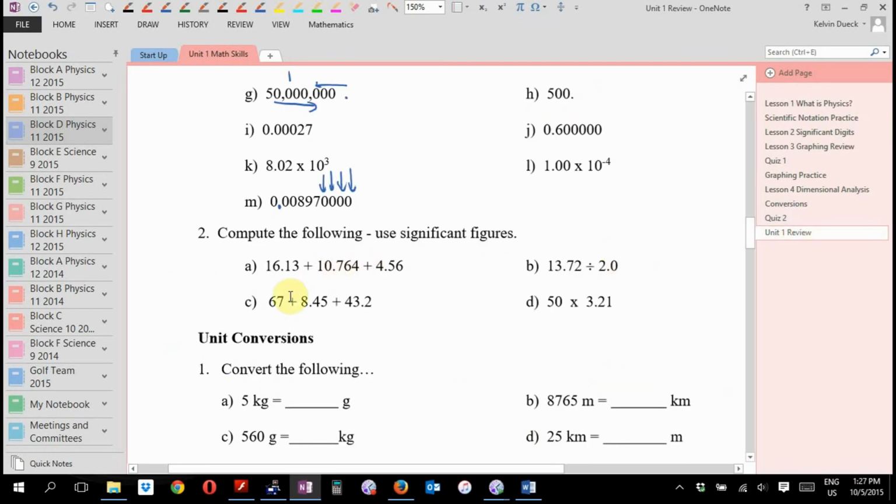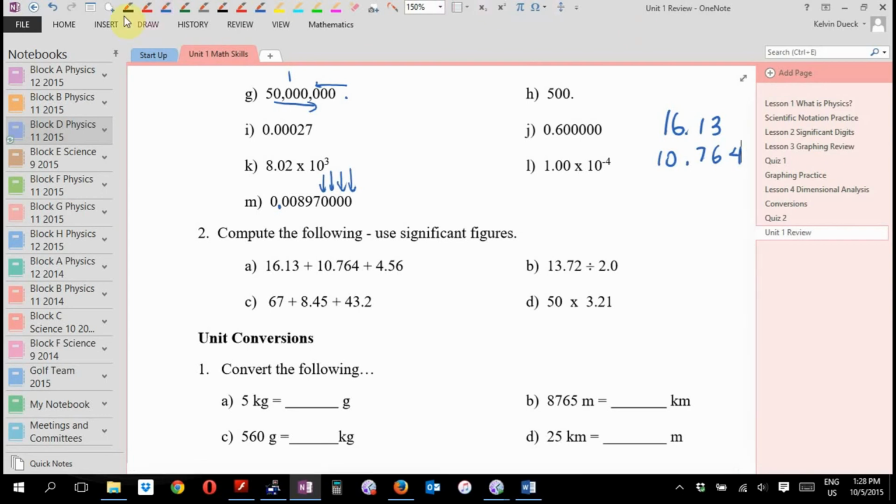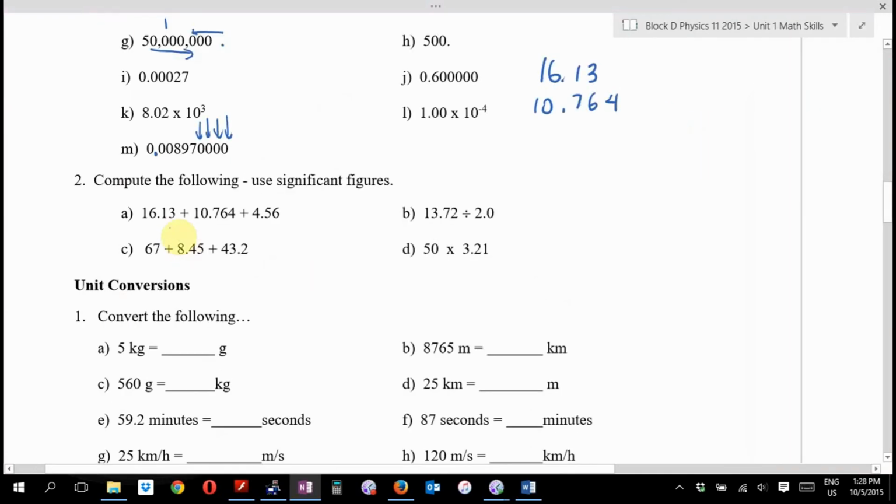So 2A, for example, adding, I would go like this. I would rewrite them vertically, 16.13. And you'll notice, Adrian, I line up the decimal carefully, and I line up all the columns carefully. This is one time, you have to be neat, I know, 10.764 and 4.56. By writing it that way, I notice that the first column that is a guess is right there, which means I'm going to round to that column, which ends up being 2 decimal places, which is not sig fig, 2 decimal places.